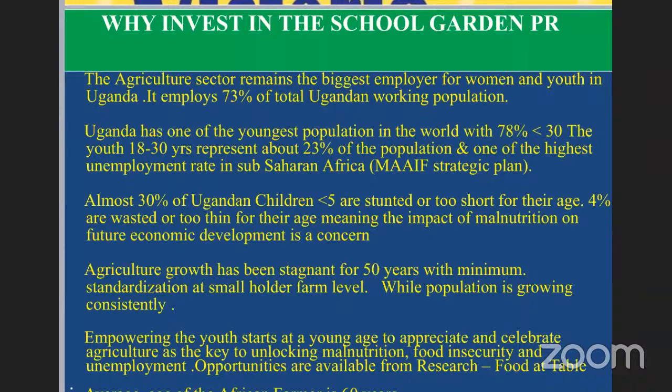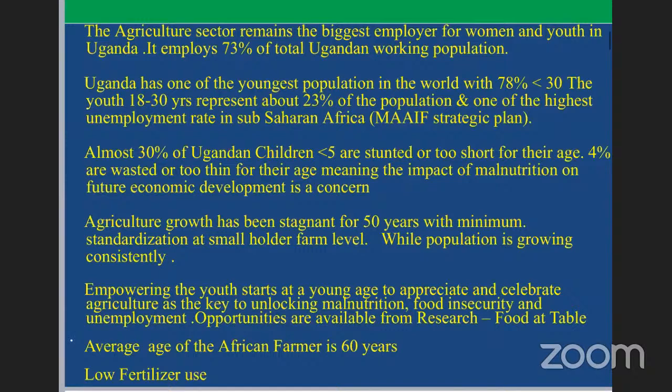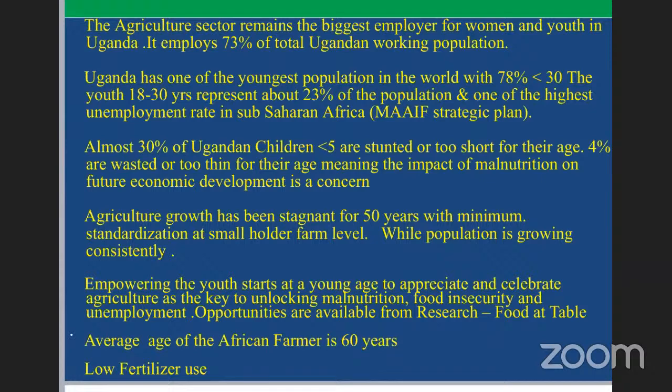Then coming to the agriculture production itself, for us in the seed industry, statistics have shown that growth has been stagnant for close to 50 years. Although the population has grown, like our population 50 years ago, if it was 10 million, we are now 40 million. It means whether it is bush beans or soya beans, the yield should have also gone four times to match population growth. But you find that our yields have not increased with the population.